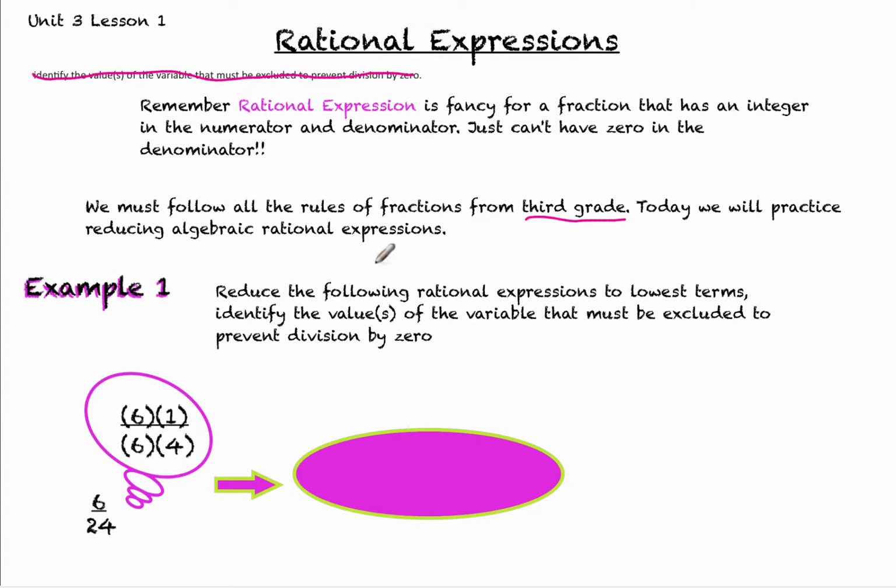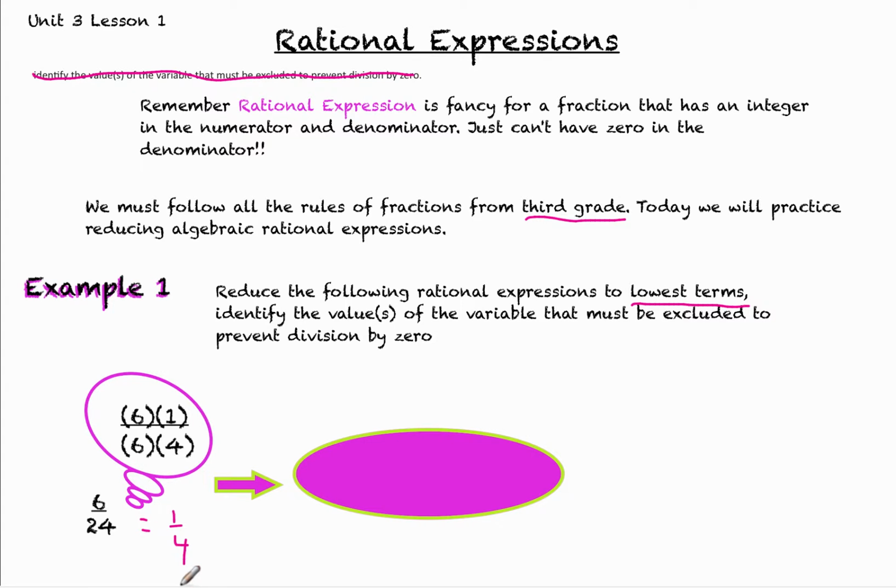Here we are, example 1. Reduce the following rational expressions to lowest terms. Identify values of the variable that must be excluded to prevent division by 0. Okay, first things first. Let's go back to good old 3rd grade, and here we have 6 over 24. Now, most of you can go, oh, that's 1/4, Mrs. Trulin, in a heartbeat, because you've been reducing this fraction since you were in the 3rd grade.